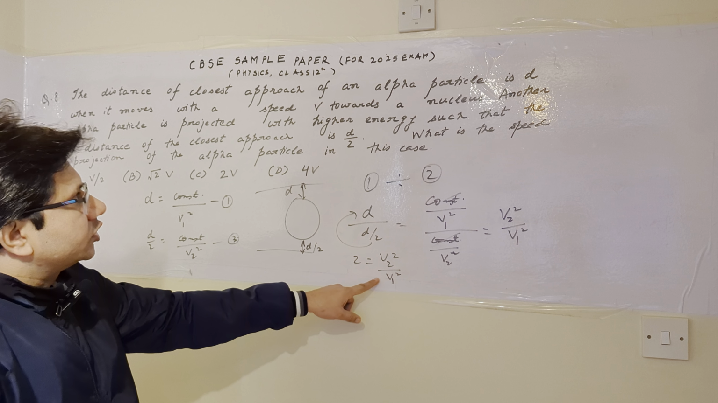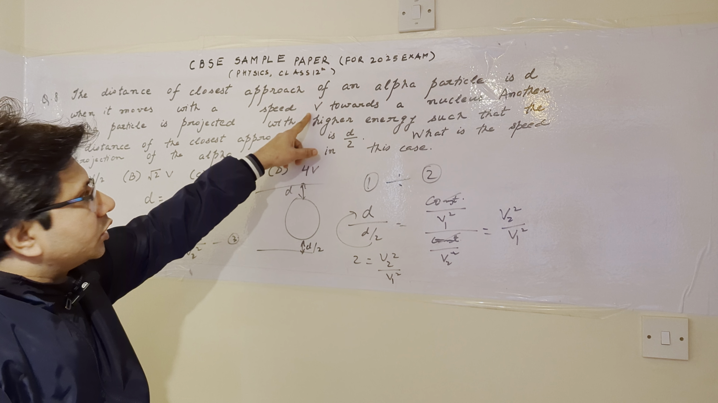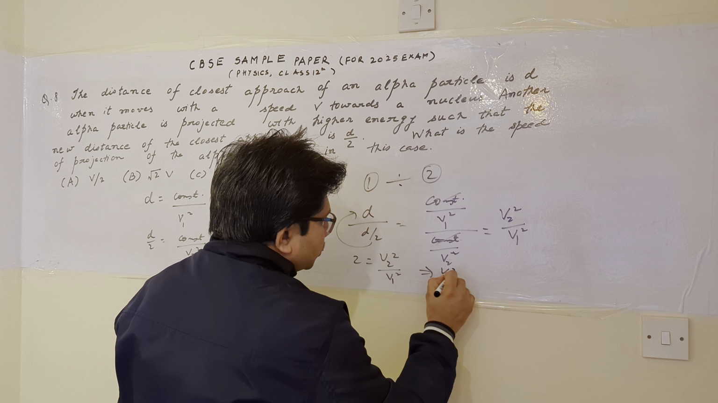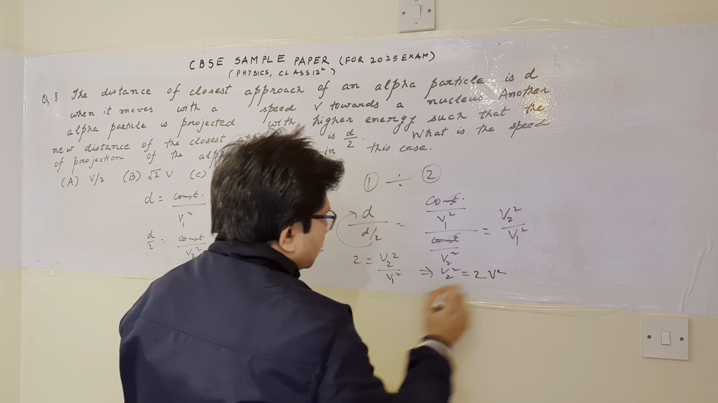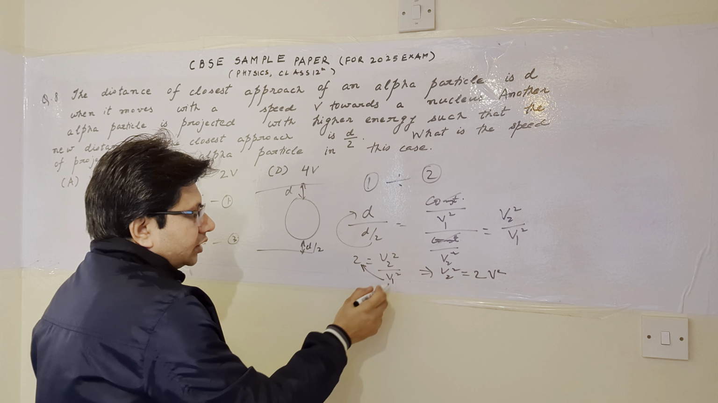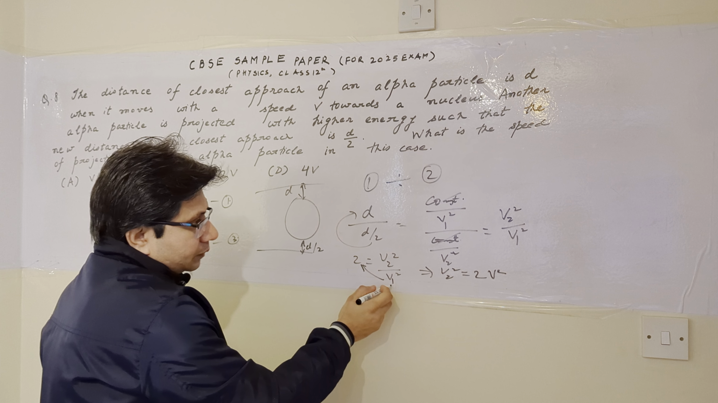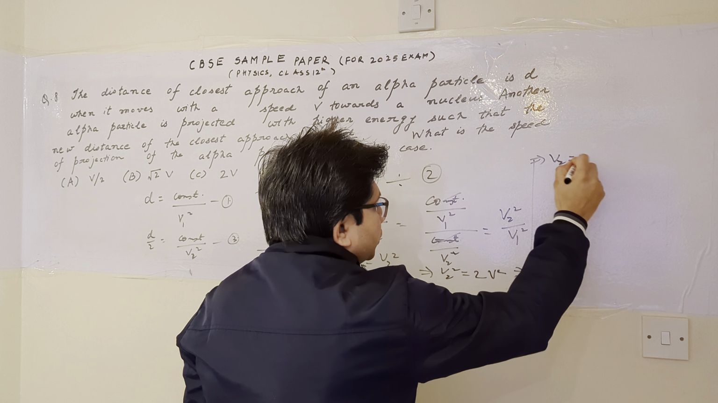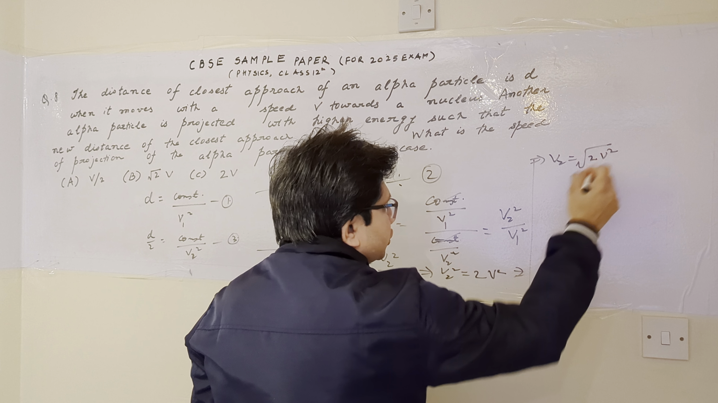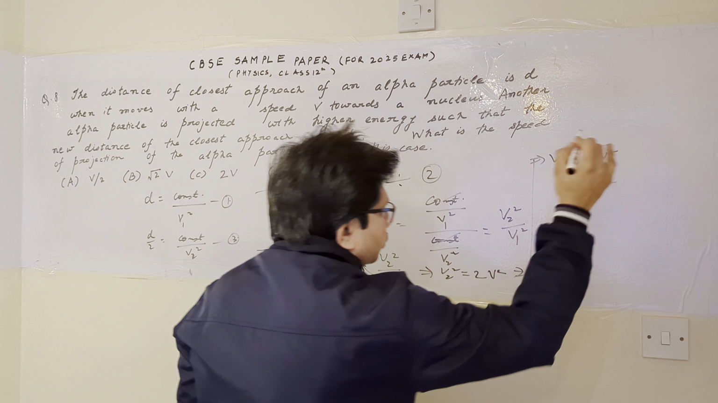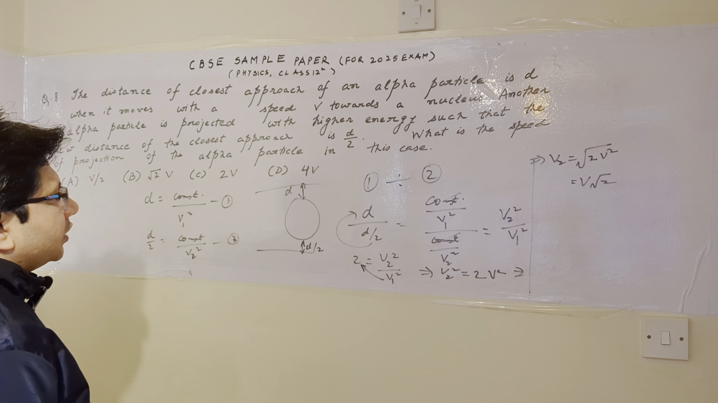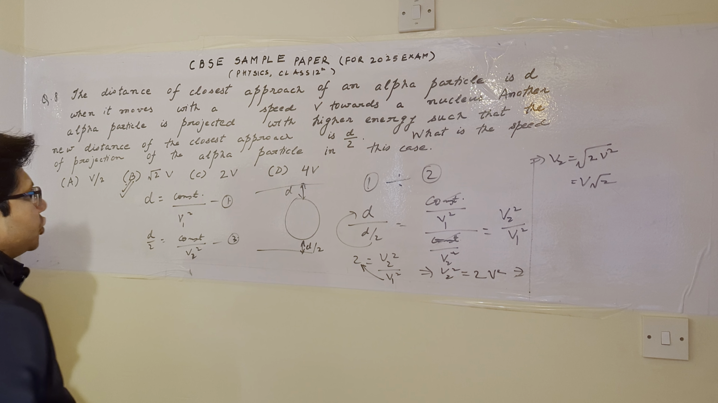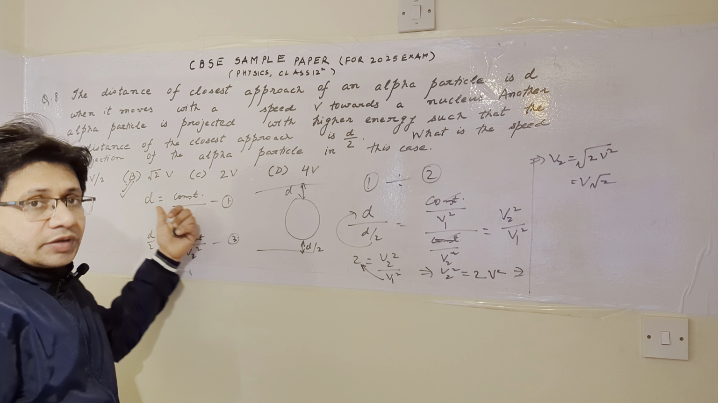Now v1 square is basically V square, because in the first case the velocity is capital V. So we can say that v2 square is equal to 2 times V square, by cross multiplying and placing V in place of v1. So v2 equals the square root of 2V square, which is equal to V root 2. So the velocity in the second case is square root 2 V. So option B is correct here. This is the final answer.